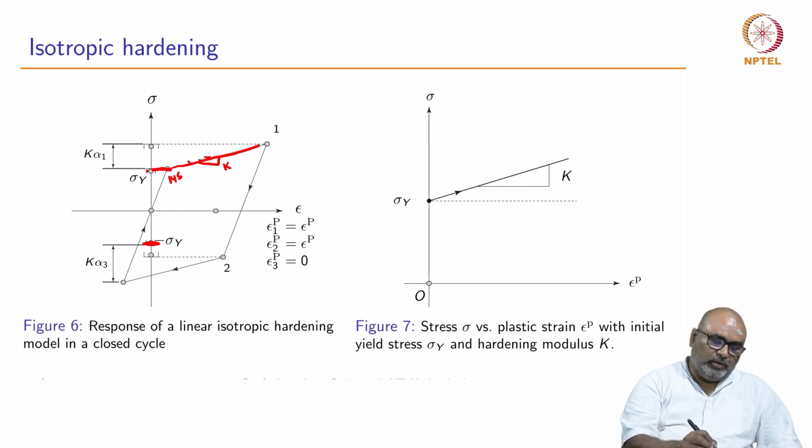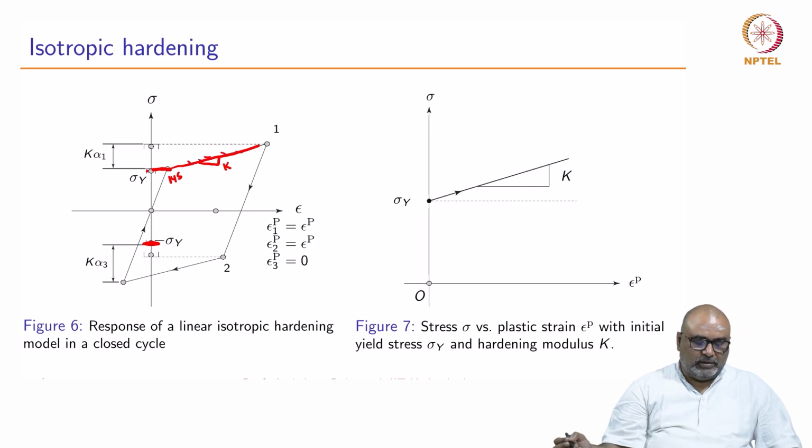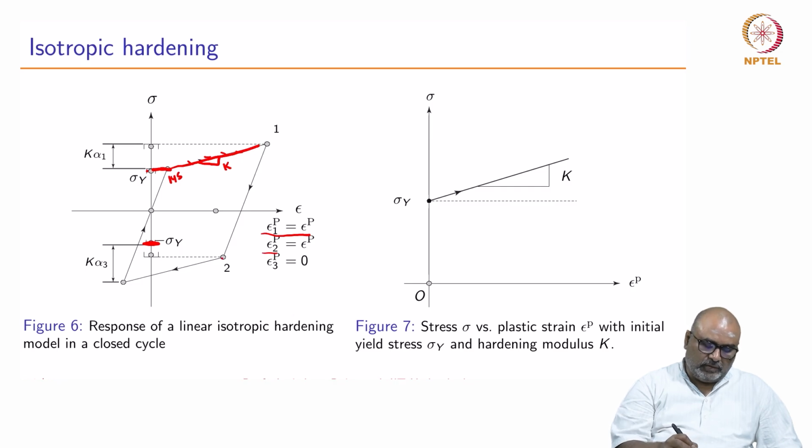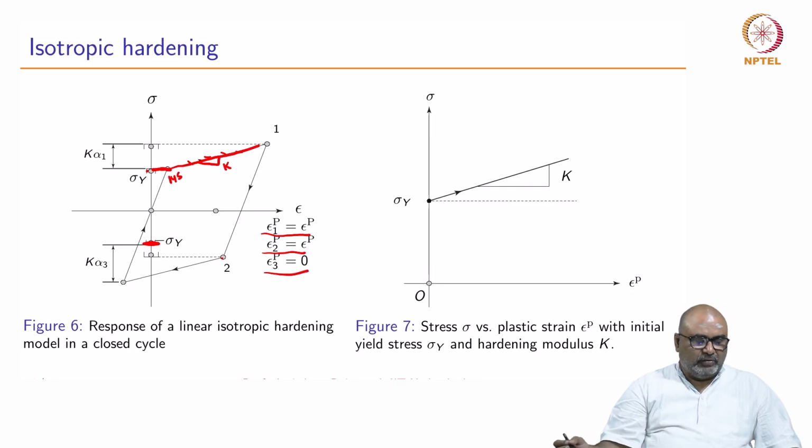So, any point on this loading curve is going to be a subsequent yield point. So, at point 1, ε_1^p is equal to ε^p, and ε_2^p is also equal to ε^p, and at point 3, essentially ε_3^p is equal to 0 because it is going to be an elastic unloading.